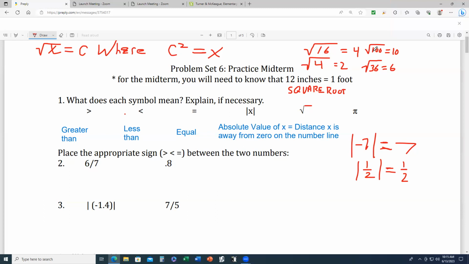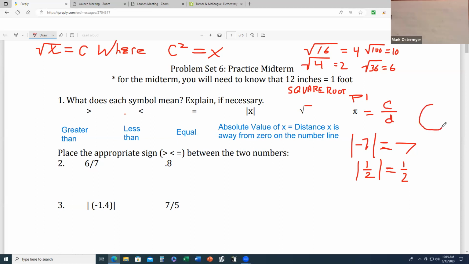And then the other symbol is called pi. Pi is an irrational number. It is the ratio of the circumference of a circle divided by its diameter. The distance around a circle is called the circumference. Circumference divided by diameter is pi, correct?